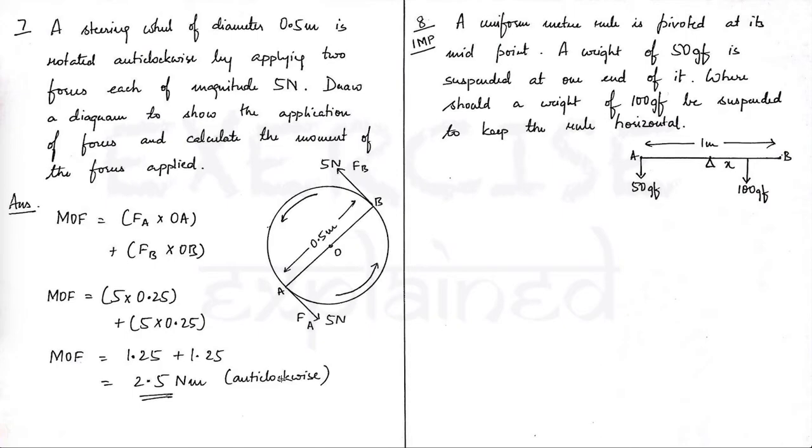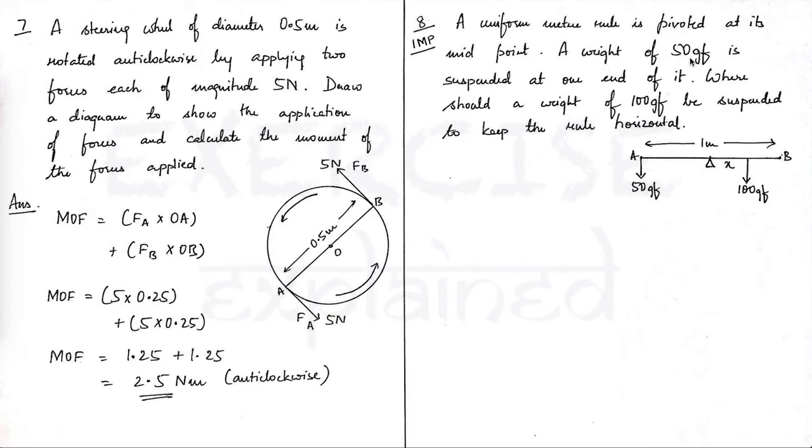So getting into the 8th question, which happens to be a very important question from examination point of view and board exams point of view. So here a uniform meter rule is pivoted at its midpoint. So what will be the length of the meter rule? Meter rule is always going to be 1 meter. You have to remember that a meter rule's length is always 1 meter.